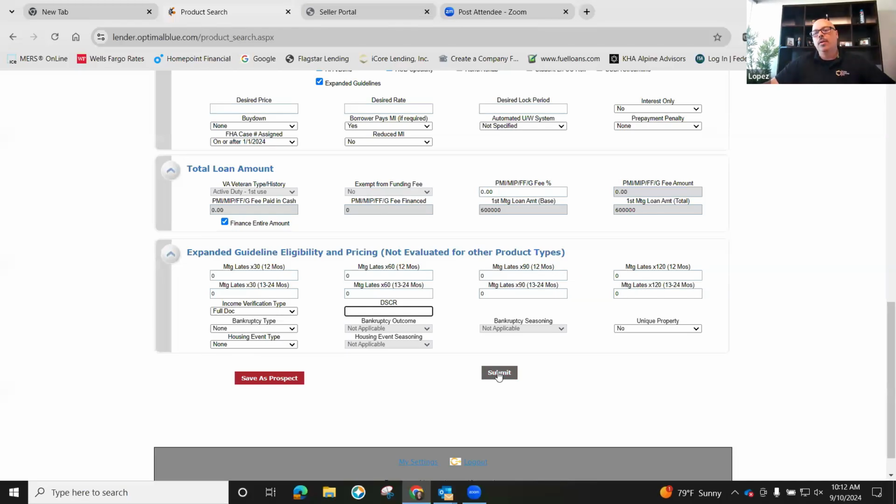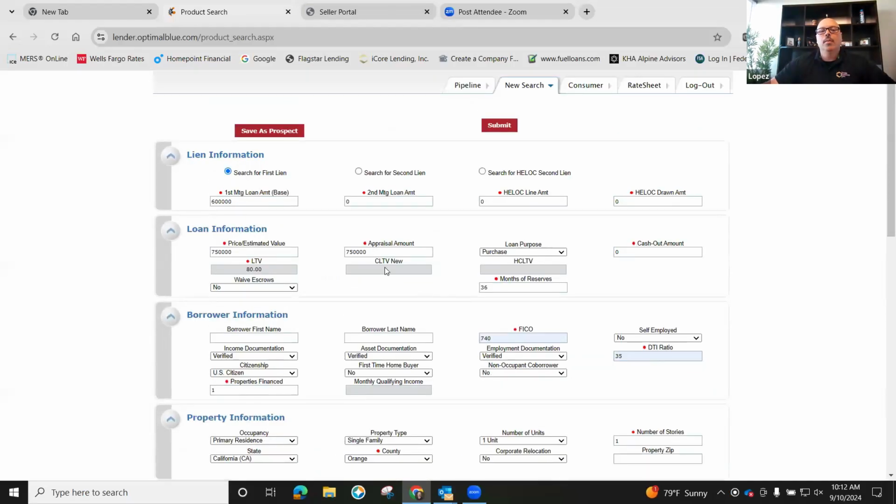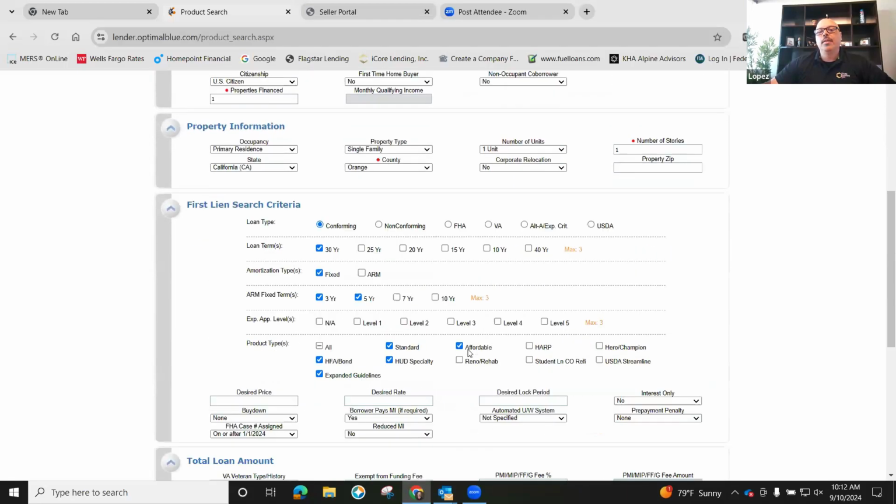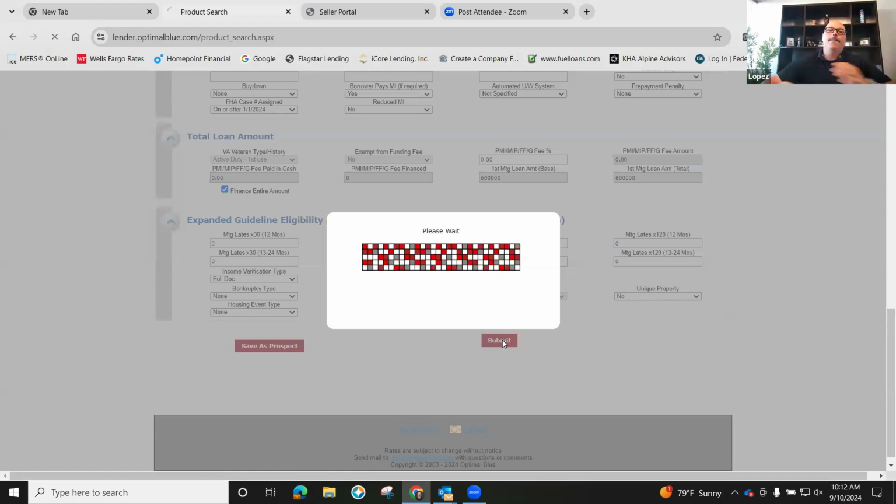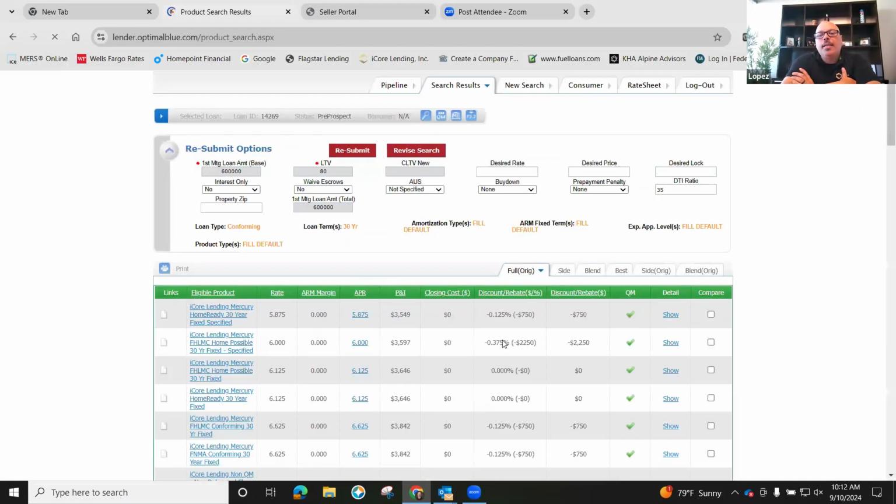So based on the loan of $600,000 at a purchase price of $750,000 with my FICO score of, going over it again, my FICO score of 740, I'm going to submit this to get a price. And to be quite honest, whether I get a price or not, it's still going to help us.